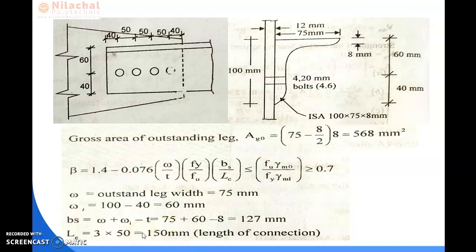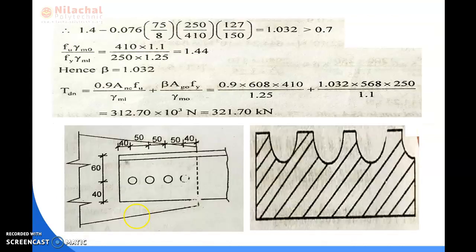So by putting all these values, we can calculate beta as 1.032, and it should be greater than 0.7 and less than Fu gamma m0 divided by Fy gamma m1.